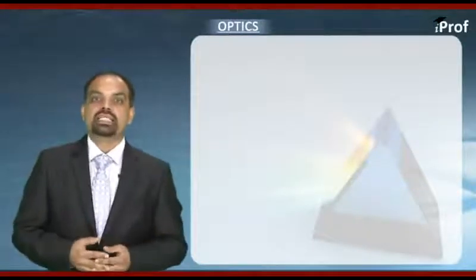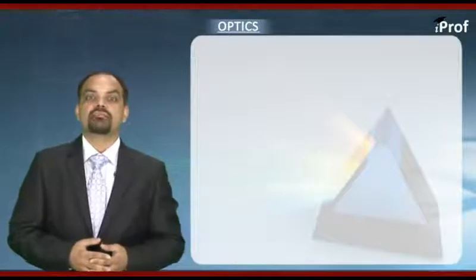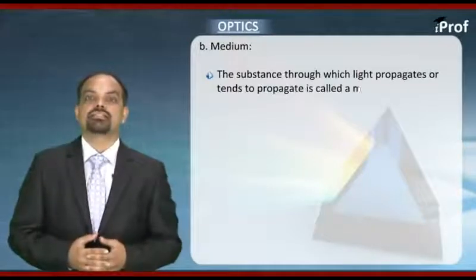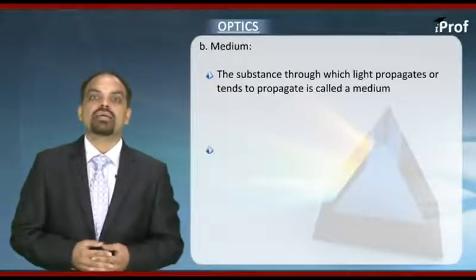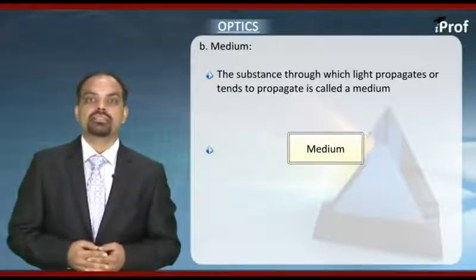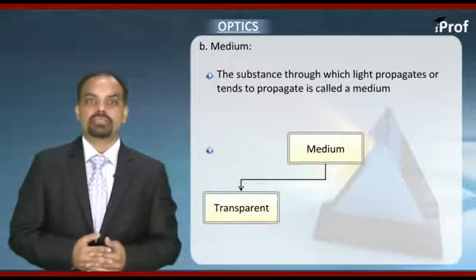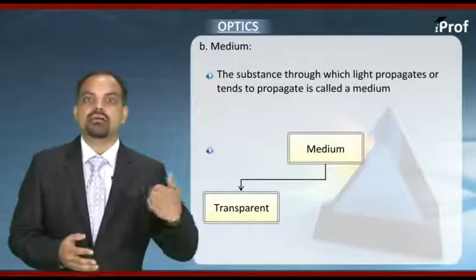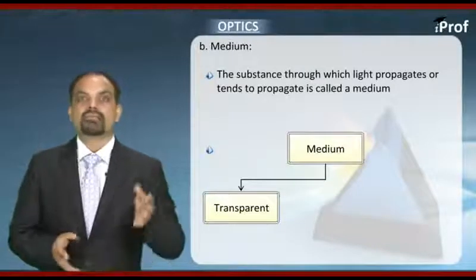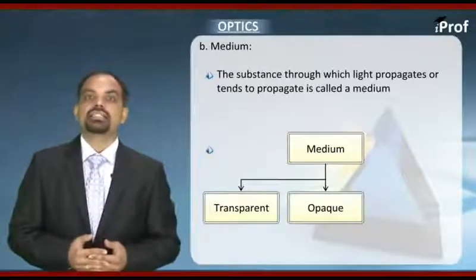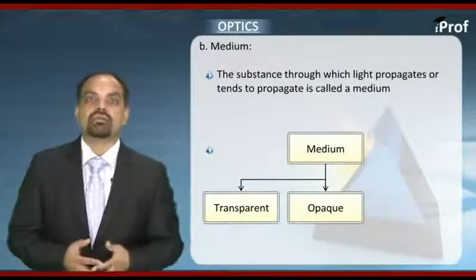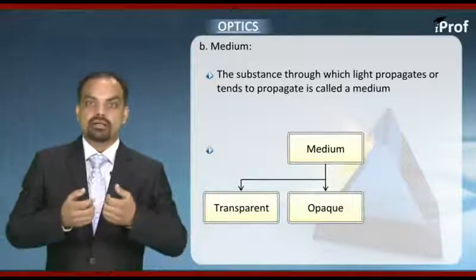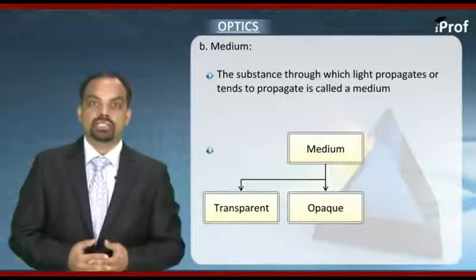Now let's move to the next word, and that is optical medium. The substance through which light propagates or travels is called a medium. We classify optical medium into three categories. The first category is transparent, that is the medium through which light propagates easily. Clear water, ordinary glass, these are all examples of transparent medium. The second category is opaque, that is the substances through which light doesn't propagate at all. There are many things around us which are opaque. We can take a brick, we can take most of the solid objects around us.